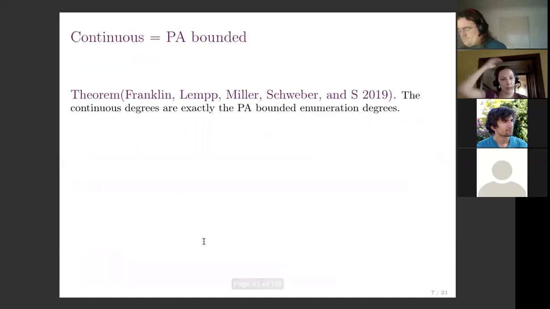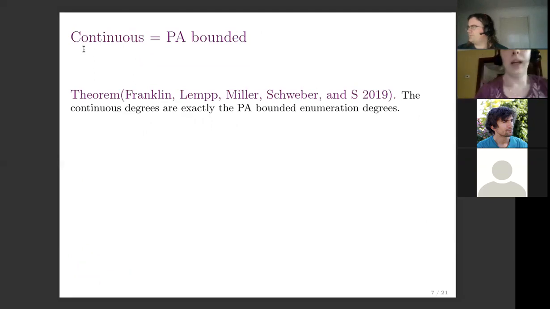And the first question we can answer completely. It turns out that PA bounded is actually another characterization of the continuous degrees. And this was proved when Johanna Franklin came to visit us, so a big group of people with Steffen Lempp, Joe Miller, and Noah Schweber. So we showed that the continuous degrees are exactly the PA bounded enumeration degrees.